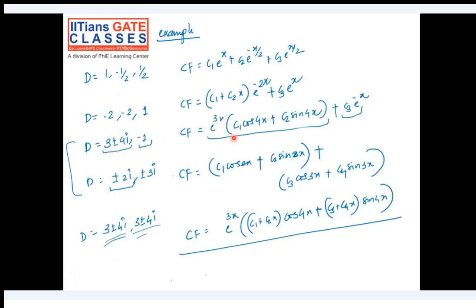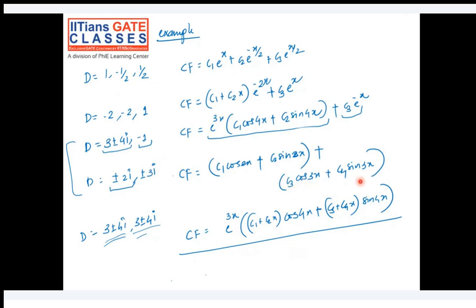This is how you will write. And let's say the last case, plus or minus 2i, plus or minus 3i. This is also complex and distinct, right? Plus or minus 2i means 0 plus or minus 2i. So e to the power 0x is 1, which we are not writing. So C1 cos of 2x plus C2 sine of 2x. And plus or minus 3i means 0 plus or minus 3i. For that root, I can write C3 cos of 3x plus C4 sine of 3x. So this is how your roots will look.